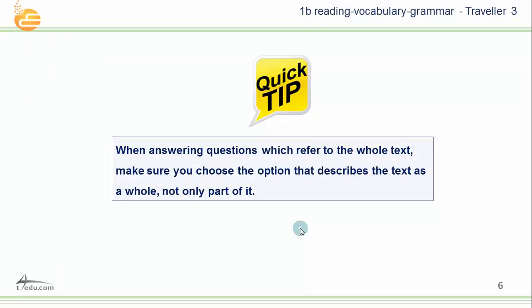So here's a quick tip. When answering questions which refer to the whole text, make sure you choose the option that describes the text as a whole, not only part of it. So when you have a comprehension question about some reading, try to find the answers that relate to everything in the text, or as a whole.